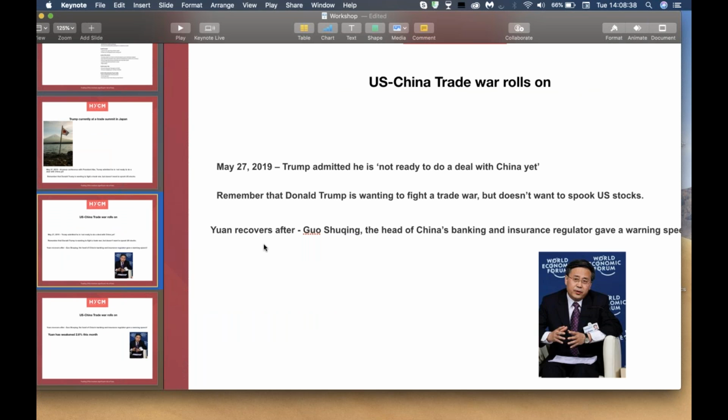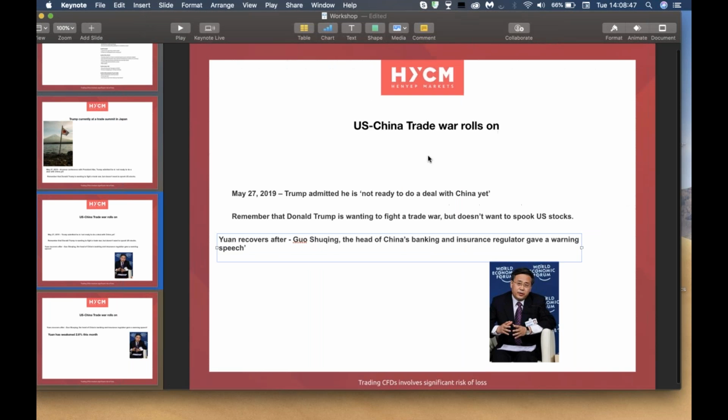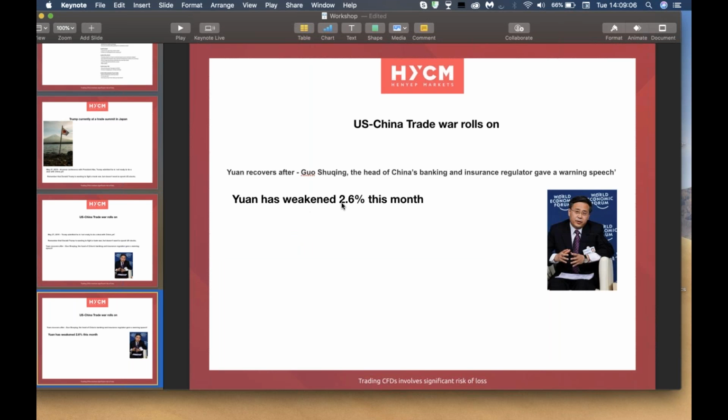There were some interesting comments overnight from Guo Shuqing, the head of China's banking regulator. Now, he gave a warning speech. And in that warning speech last night, what he was saying is that he is ready to punish people speculating on a short yuan position. Okay, so looking at the yuan, it's weakened 2.6% this month.